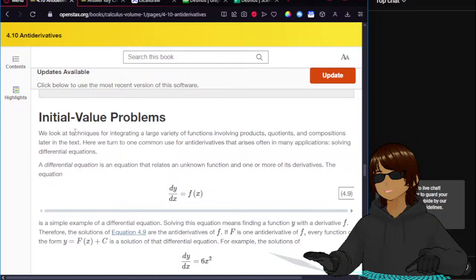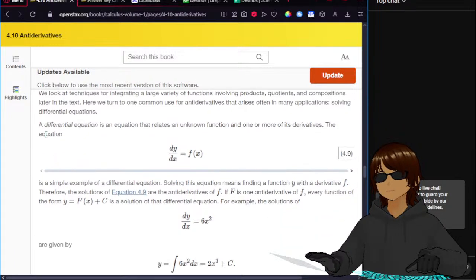Initial value problem. We look at techniques for integrating a large variety of functions involving products, quotients, and compositions later in the text. Here we turn to one common use for antiderivatives that arises often in many applications, solving differential equations. A differential equation is an equation that relates an unknown function and one or more of its derivatives. The equation is a simple example of a differential equation. Solving this equation means finding a function y with derivative f.